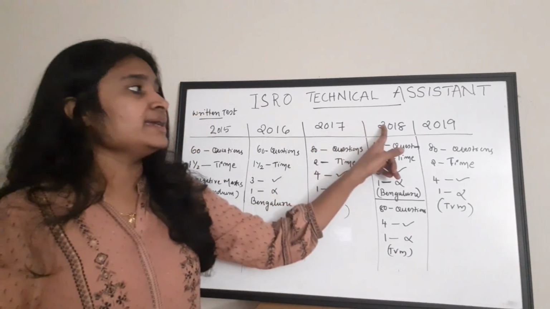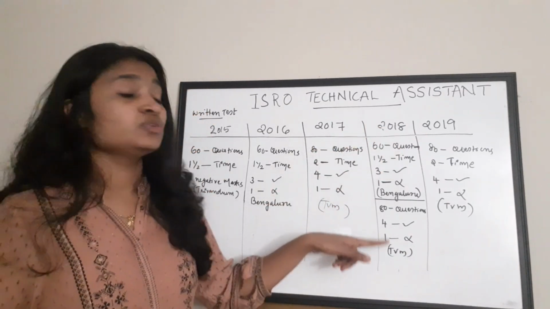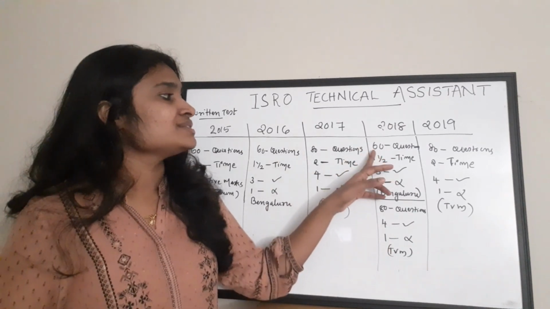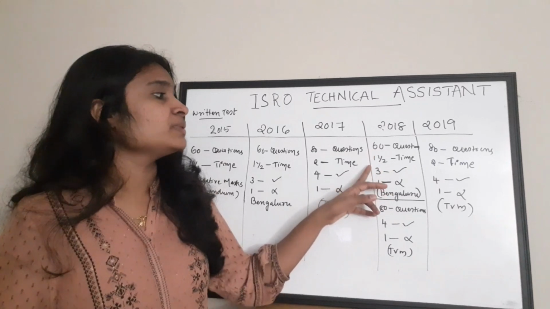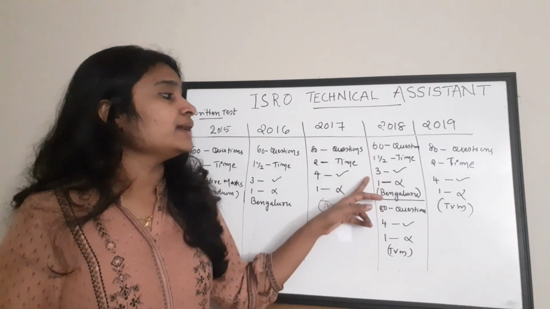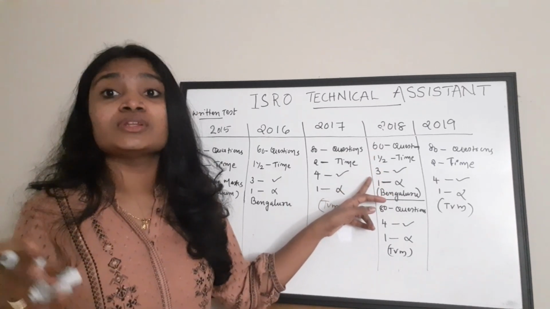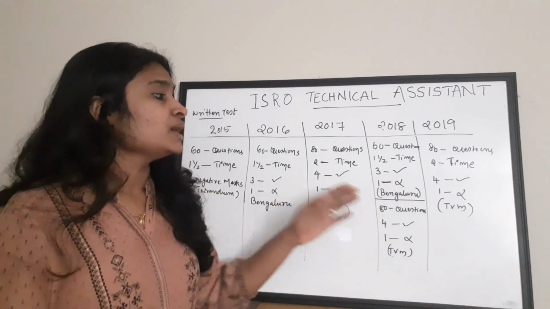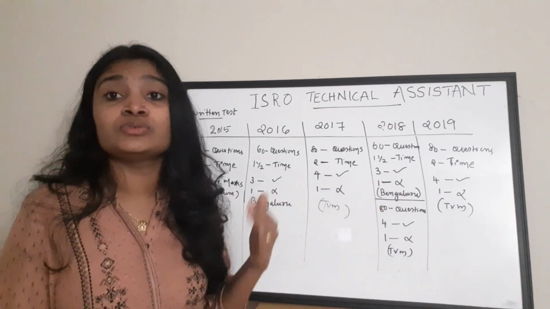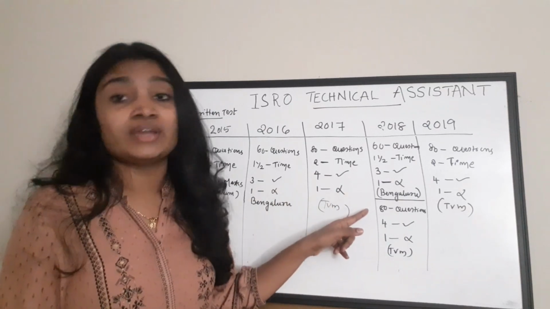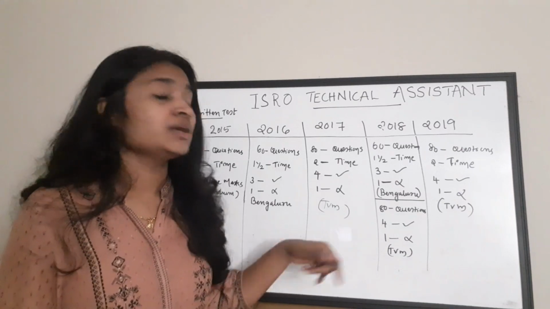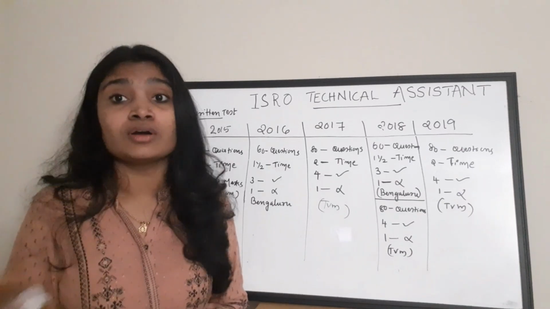Now for 2018, I have included the detail for Trivandrum and Bangalore location. For the Bangalore location, 60 questions was there in the question paper, 1.5 hour timing, and 3 marks was given for the correct answer, and 1 mark will be deducted for each wrong answer. And if you see the question paper of Trivandrum, it consists of 80 questions, 4 marks for each correct answer, and 1 mark for wrong answers.